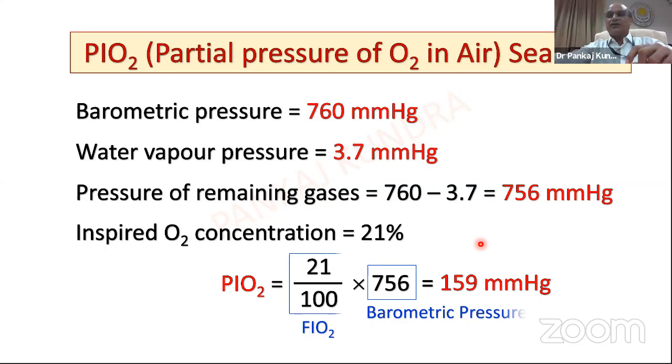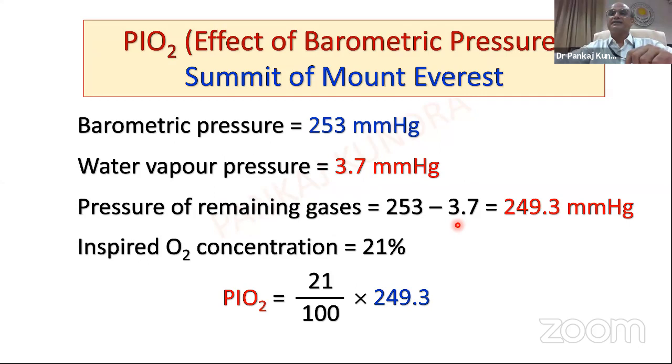Now, what are the factors which are influencing this partial pressure? It is the FiO2, the inspired oxygen concentration, and the barometric pressure. Now, let me take you to another area. That is the summit of Mount Everest. If you go there, the barometric pressure drops to about 253 millimeters of mercury. Water vapor pressure is the same, and the inspired oxygen concentration remains the same.